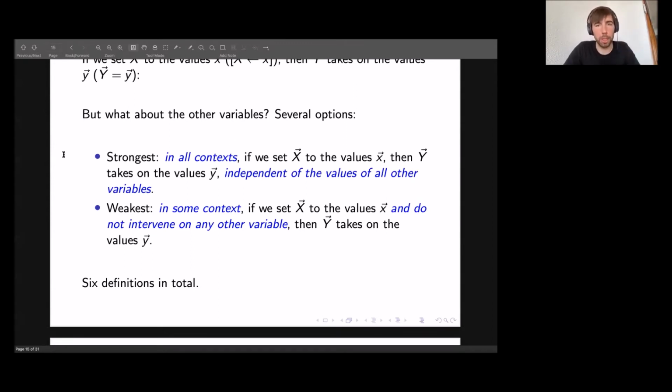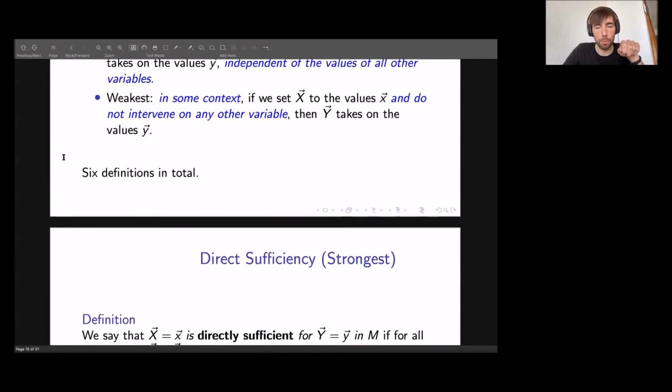So the strongest possible option is that in all contexts, so that means for all background settings U, if we set X to the value x, then Y takes on the value y independent of the values of all other variables. And the part independent of the values of all other variables means that even if we play around with the other values through interventions, it still doesn't matter. We're still going to get Y equals y. So that's a very strong form of making sure that Y happens. The weakest form would simply be, rather than requiring this to hold in all contexts, it holds in some contexts. And rather than being able to manipulate all the other variables, we're simply saying, don't touch the other variables. Just let them be.